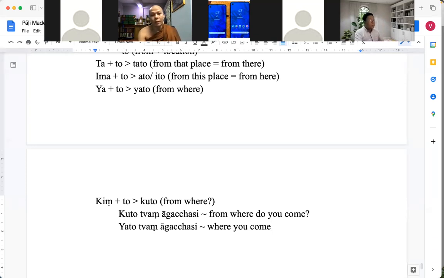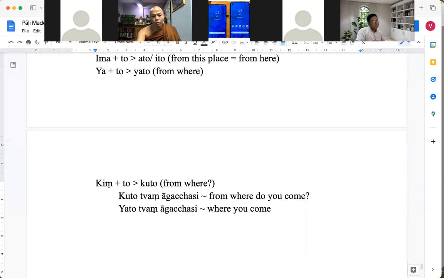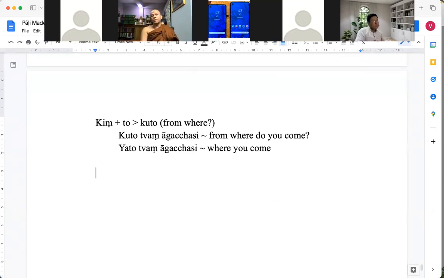Okay, these are local adverbs. Now, to these demonstrative, relative, and interrogative pronouns, by adding the same kind of suffix, we can also form the temporal adverb, the adverb of time.